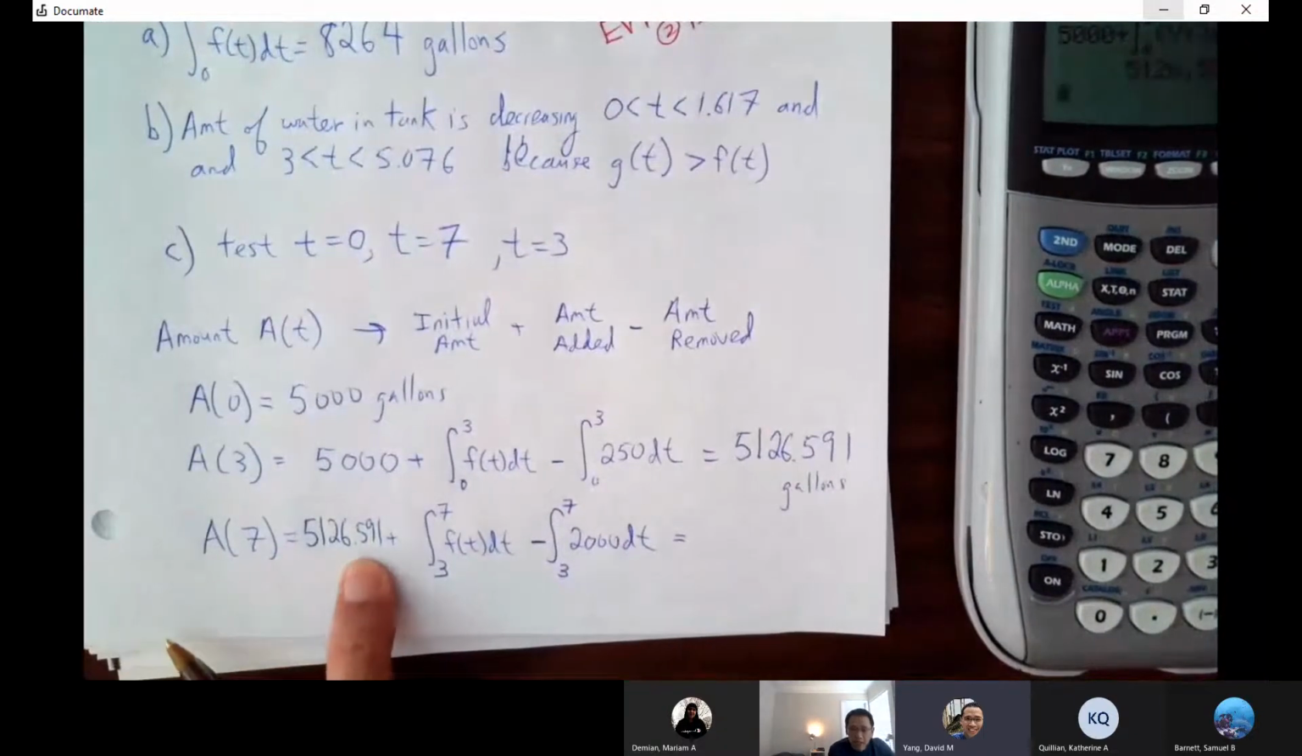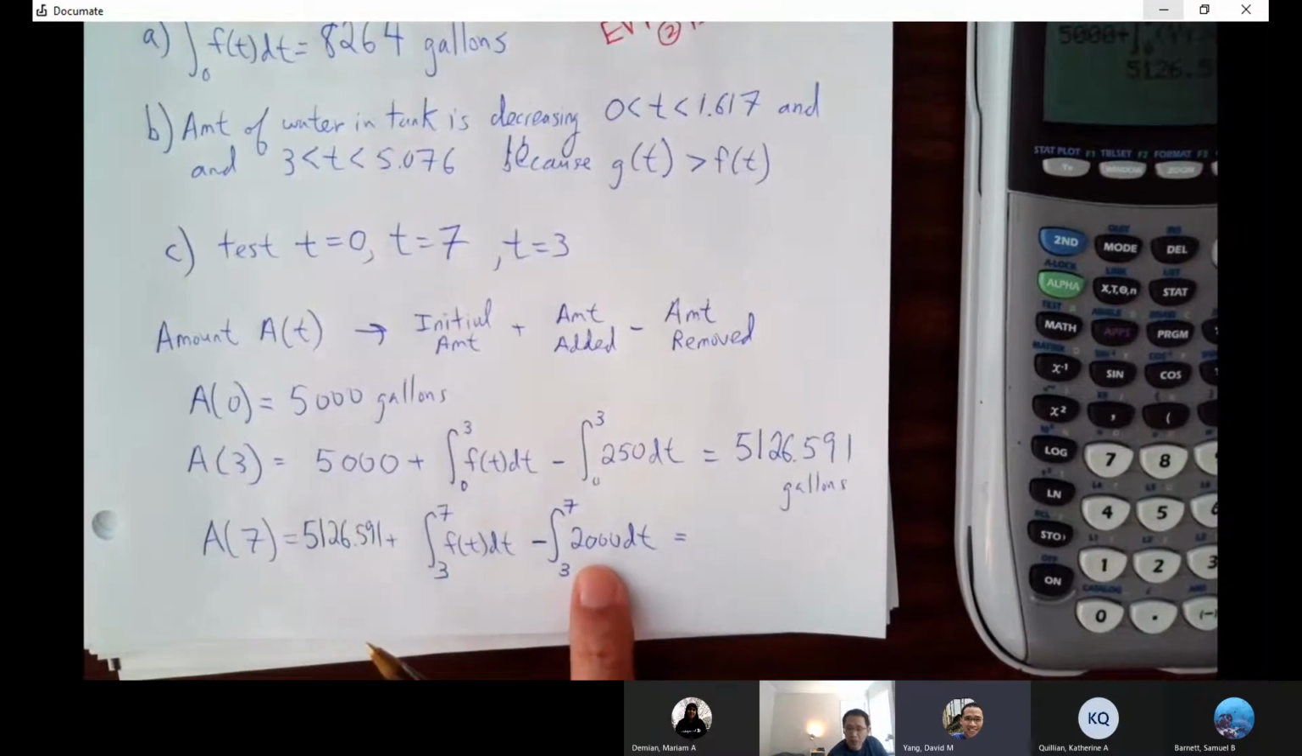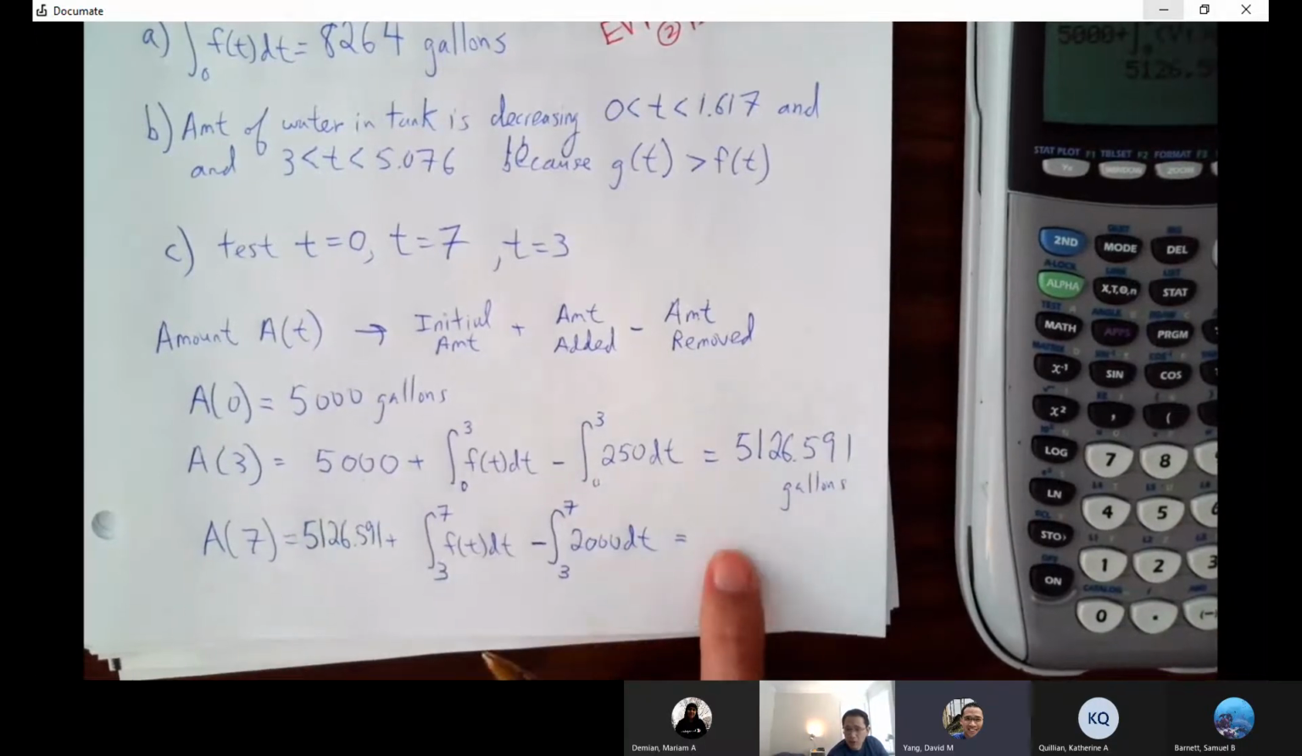Okay, so this is how much water there is in the tank at 3 hours, how much water has been added to the tank between the 3rd and 7th hour, and then how much water has been removed from the tank between the 3rd and 7th hour. If we total those together, we're going to know how much water there is in the tank at the 7th hour.